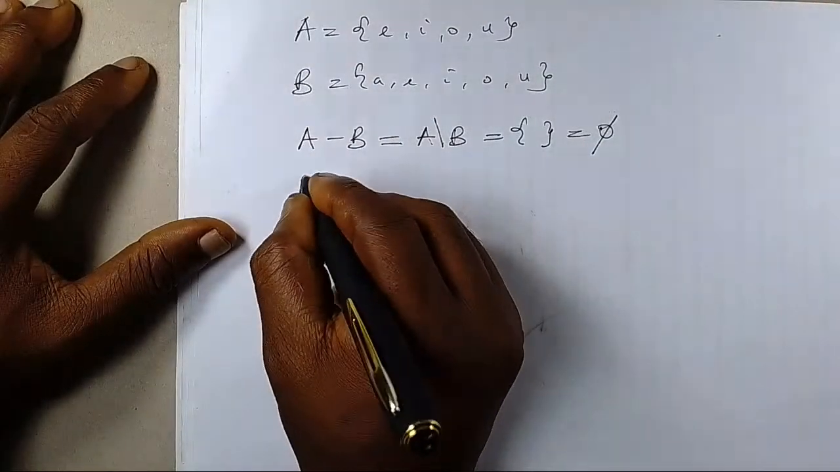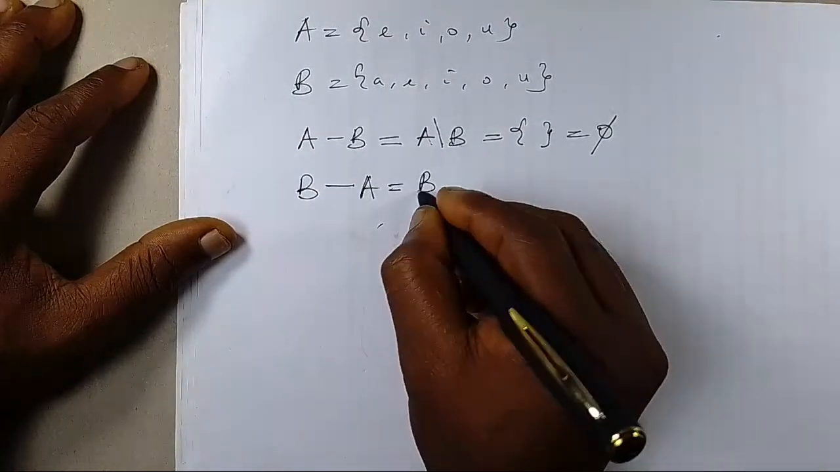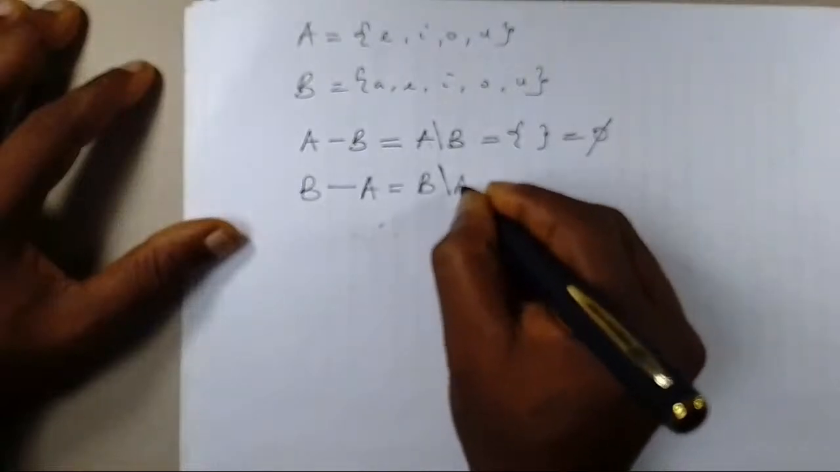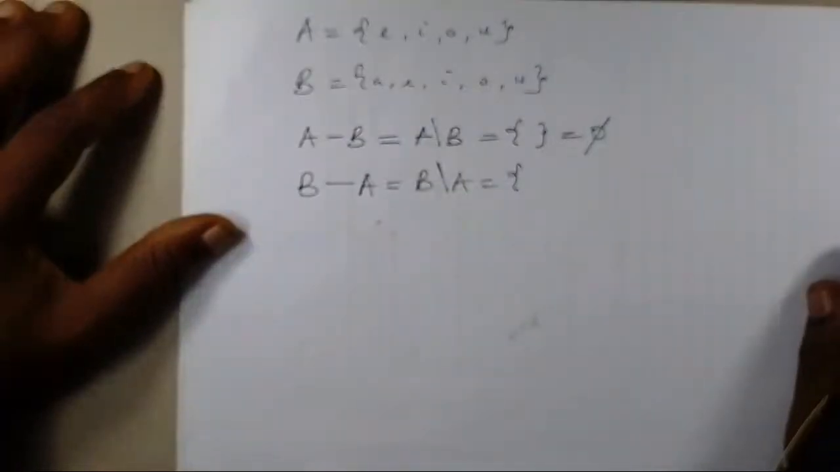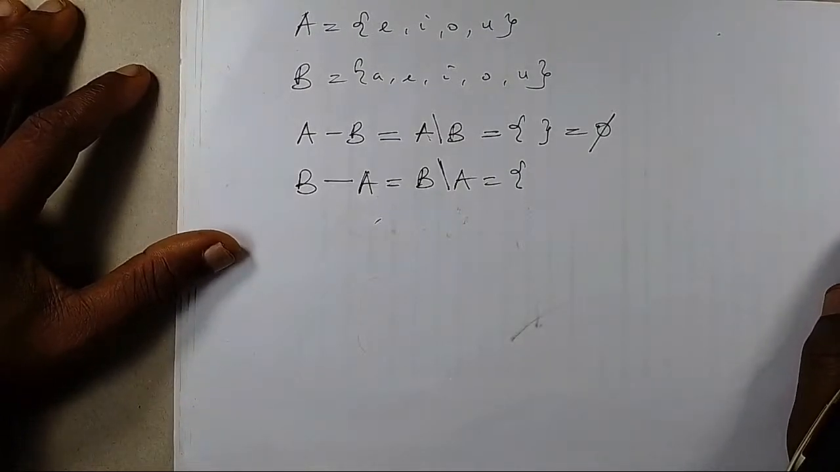Now, whereas A minus B is empty, what about B minus A, also written as B backward slash A? B minus A contains the elements found only in B, but not in A. And what element is that?